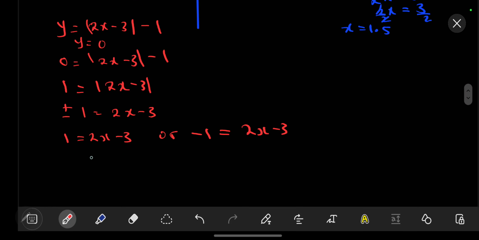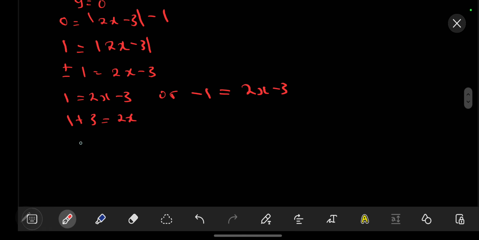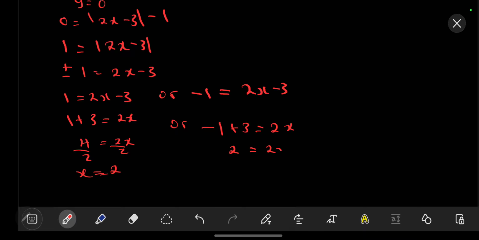So we find the values. If we find the values, we have 1 plus 3 should be equal to 2x. So we have 4 should be equal to 2x. Dividing by 2, our x is equal to 2. Or we have negative 1. We move the negative 3 here. It will be plus 3 should be equal to 2x. Then we have a positive 2 should be equal to 2x. We divide by 2, and our x is equal to 1.